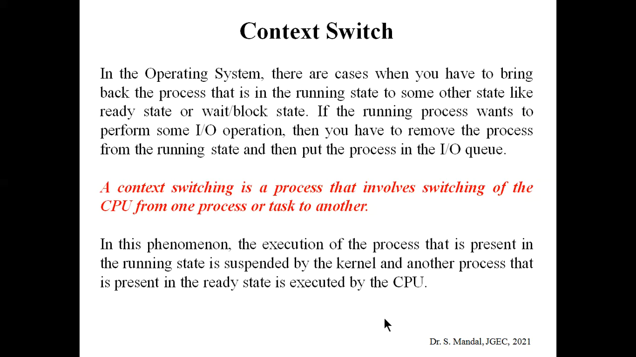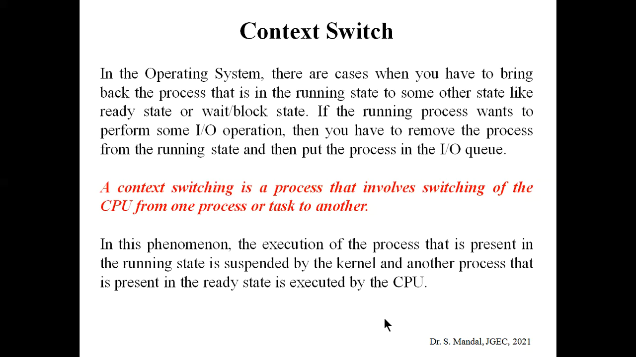In the operating system, it is possible that sometimes we need to bring back the process which is already running into the waiting state. Consider an IO interrupt occurred. Whenever a running process wants to perform some operation, we need to remove the process from the running state and put it back into the waiting or block state, and then put the process into the IO queue. So we can switch from the running state to the wait or block state.